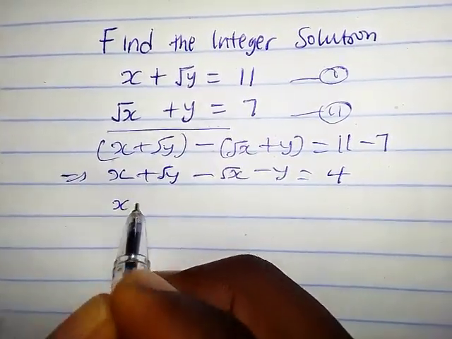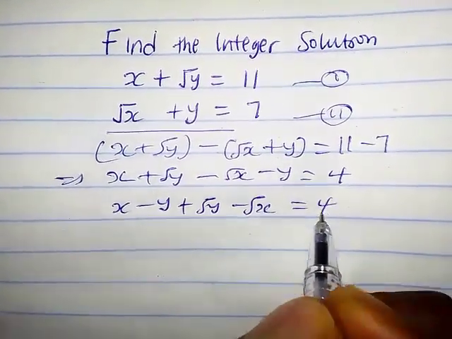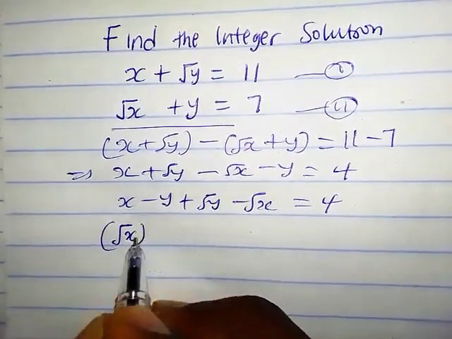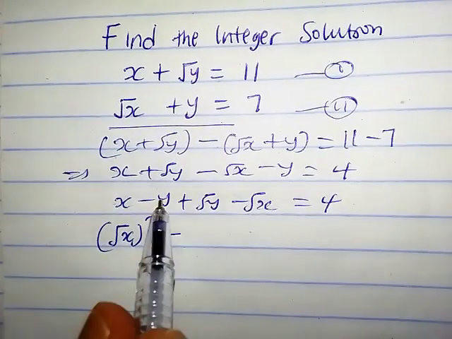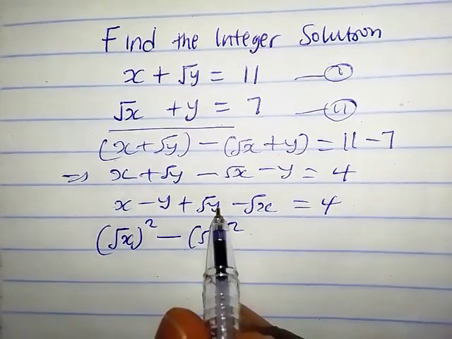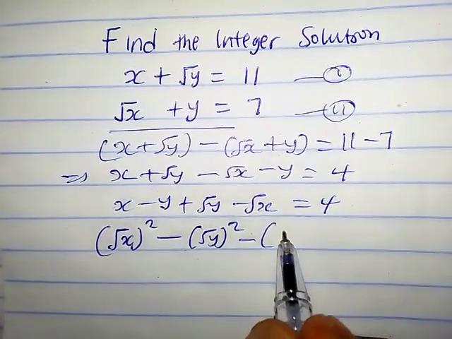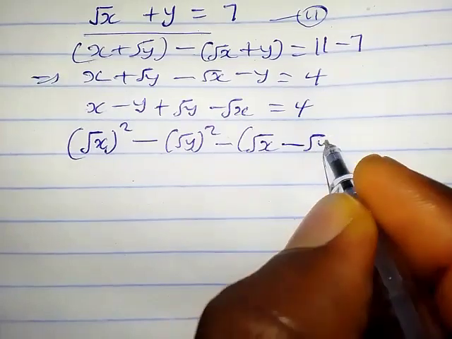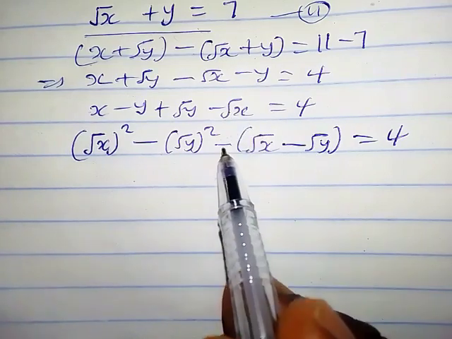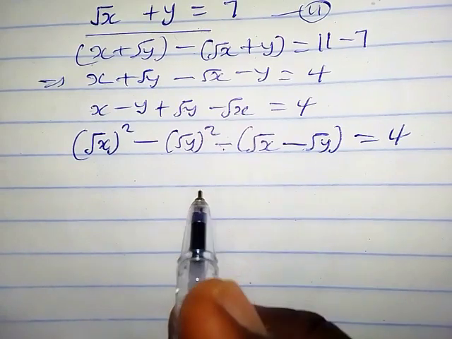Let's write this equation: x minus y plus square root of y minus square root of x equals 4. x can be written as square root of x all squared, and y can be written as square root of y all squared. Let us pull out a minus from the other two terms, so we have minus times square root of x minus square root of y equals 4. Minus times square root of x gives minus square root of x, and minus times negative square root of y gives plus square root of y, so nothing has changed.